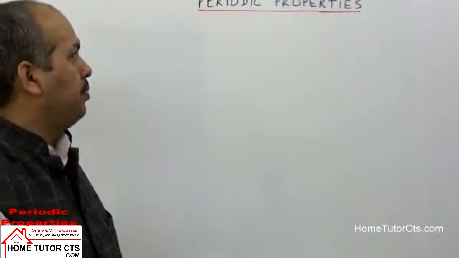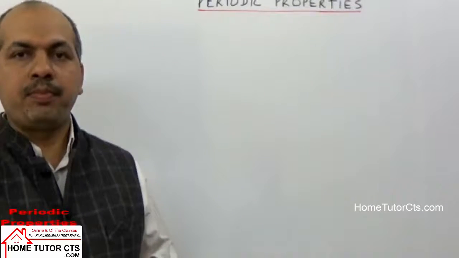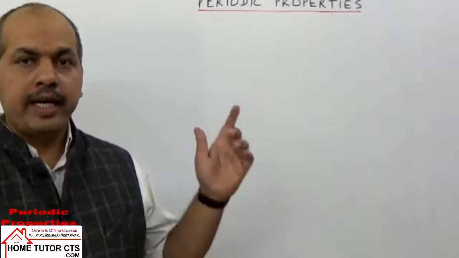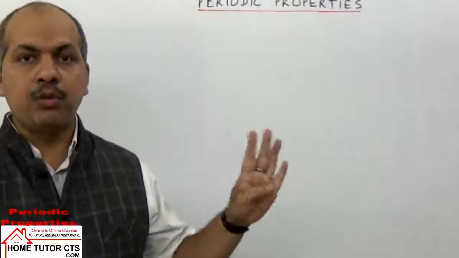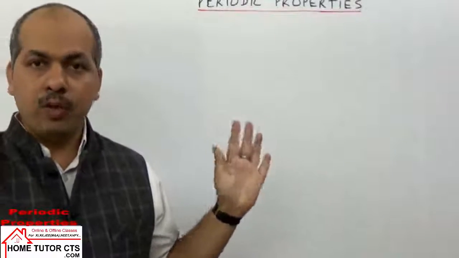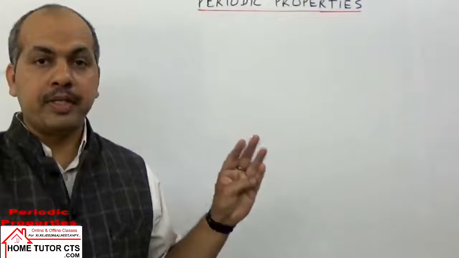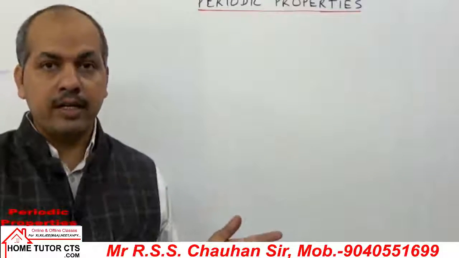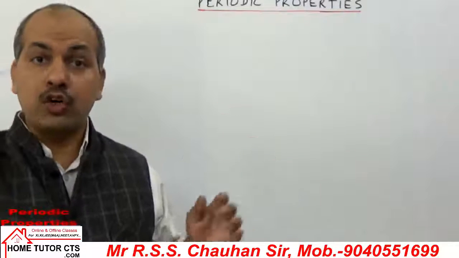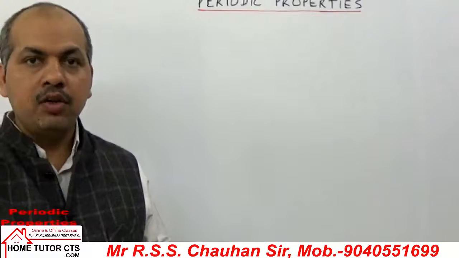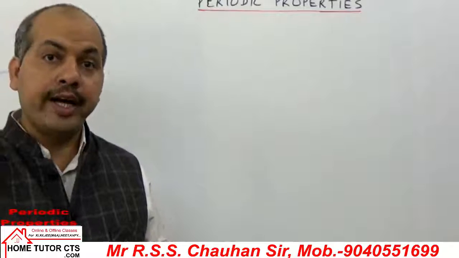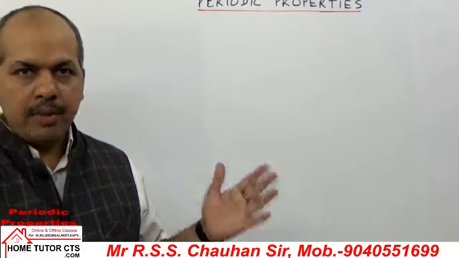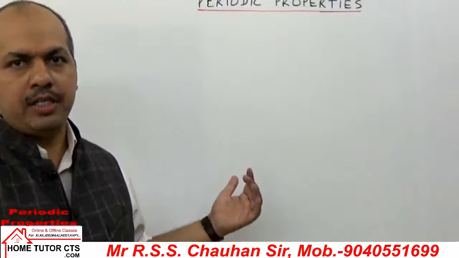Hello students, now we are going to start periodic properties. In the properties we will take mainly four properties. One is atomic size, second is ionization enthalpy, third is electron gain enthalpy, and then we take one property more, electronegativity. In exam you get questions frequently on these properties.